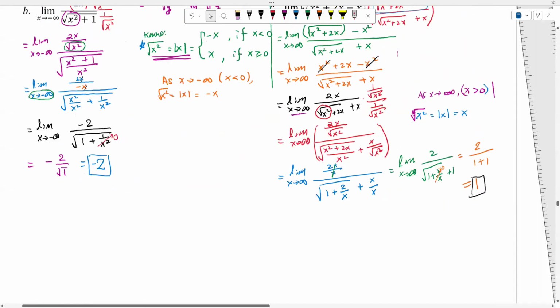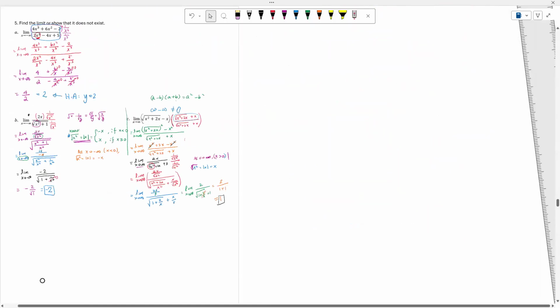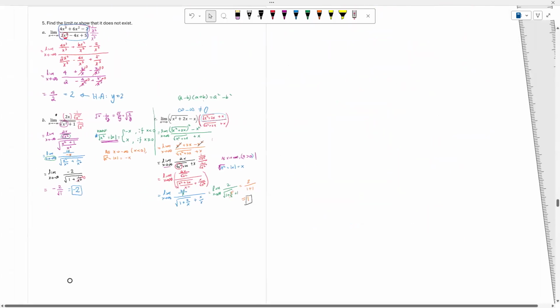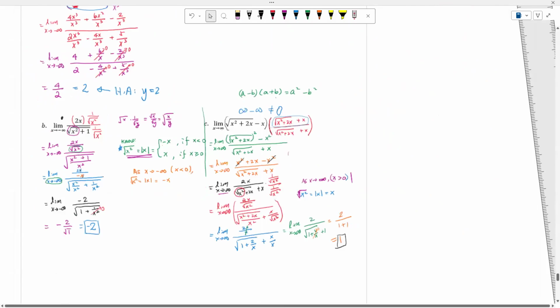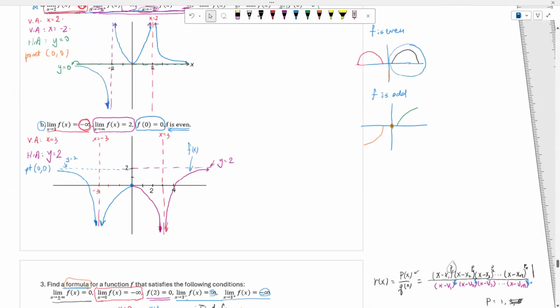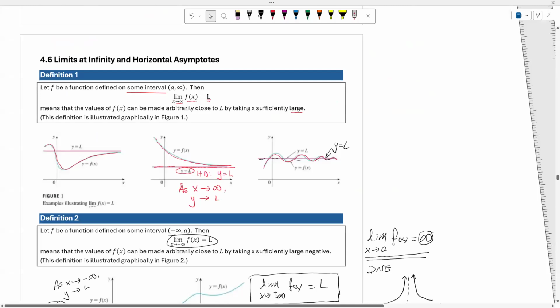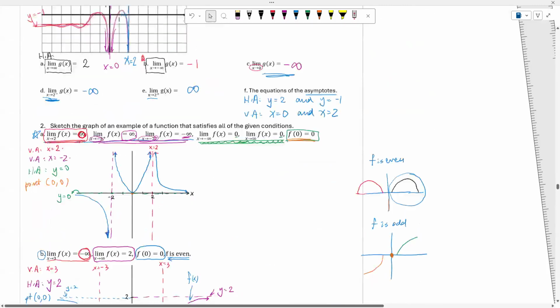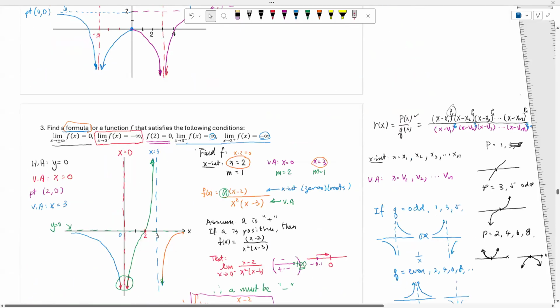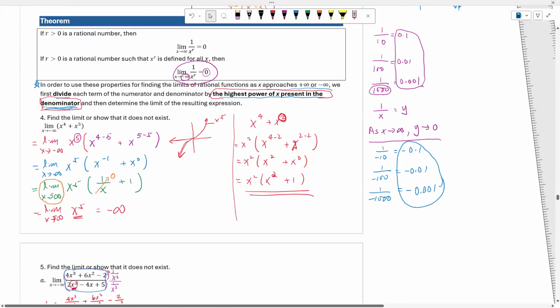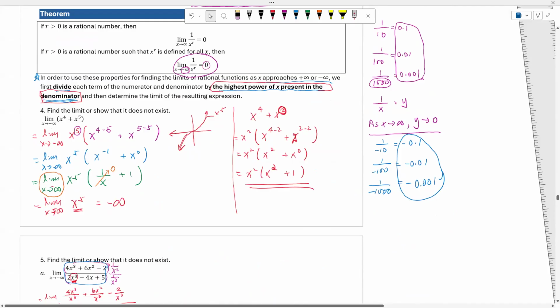So again, in this video, we talk about how we use limits to work with horizontal asymptotes. And we also worked out a couple of problems in these sections to see how we evaluate the limit. Okay, thank you.